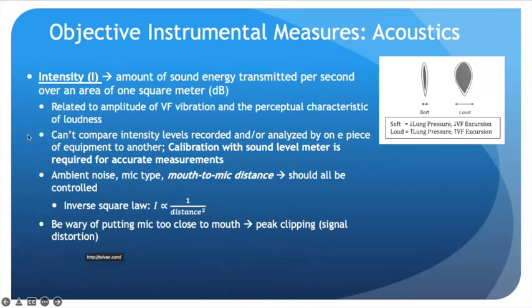One thing to note relative to objective measures is that you can't compare intensity levels recorded and analyzed by one piece of equipment with levels recorded and analyzed by another. So you have to calibrate it with a sound level meter in order for the measurements to be comparable. You have to consider ambient noise, like the general noise level in the room, and the microphone type. Mouth to mic distance is very important. This has to be controlled due to the inverse square law. As you increase distance, you're going to affect intensity quite a bit. Also be wary of putting the mic too close, because that might result in peak clipping, so signal distortion, where the tops of the peaks of the audio waveform are cut off.